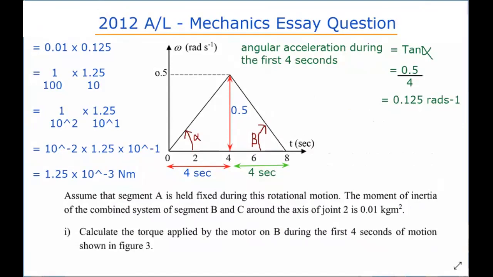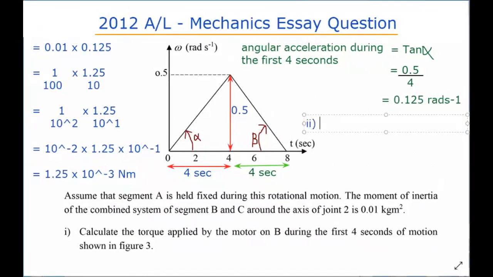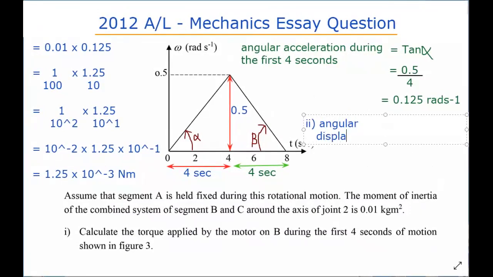From a velocity time graph, the easiest way to find the displacement is the area under the graph. So Roman number 2, please write displacement or angular displacement. Angular displacement equals area under the graph. Area under the graph, please write.